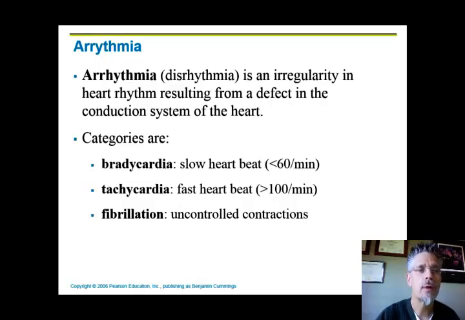Arrhythmias you should know as well, because those are something that you are going to run into in your medical field, so know some of the different categories for this irregular rhythm. And really, that's it for our highlights for the heart.